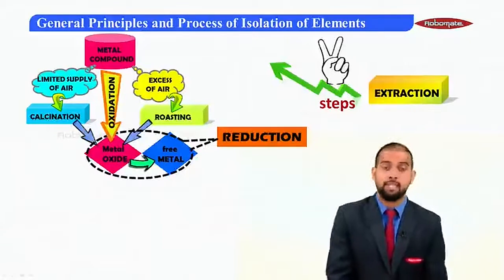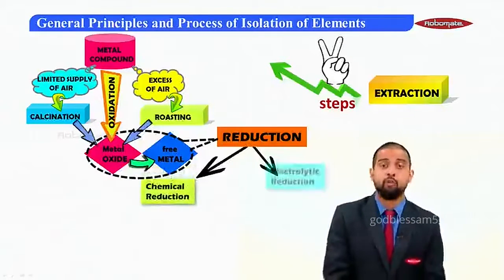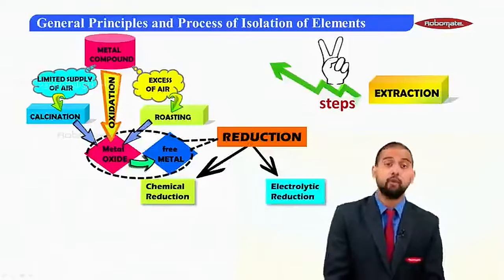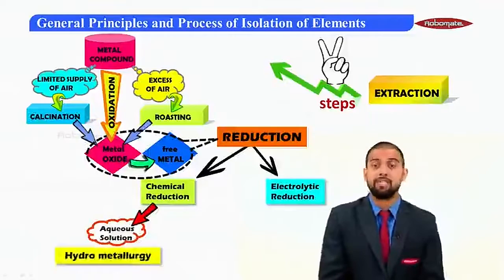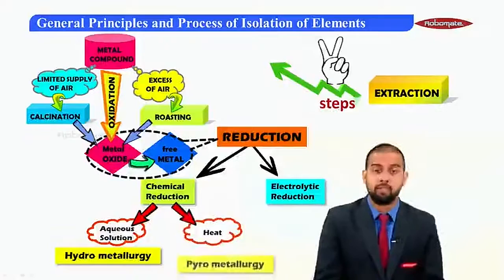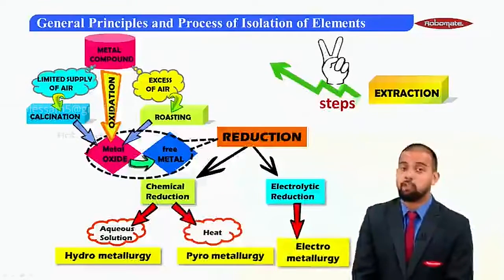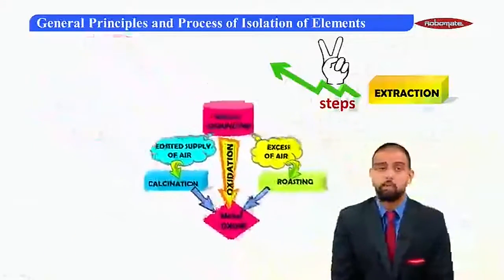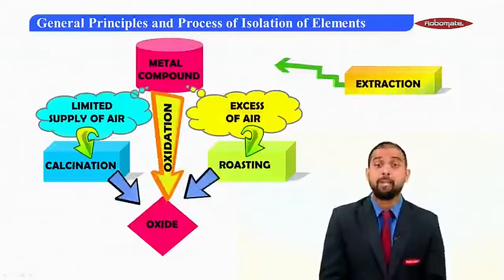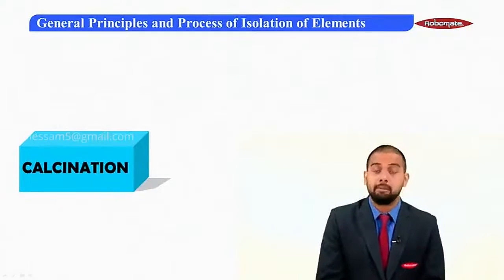Now talking about the second step, which is reduction, it can further be done by 2 methods. The first is chemical reduction, or we can use electricity, that is electrolytic reduction. Whenever chemical reduction occurs in an aqueous solution, we call it hydrometallurgy. But the same chemical reduction in the presence of heat is called pyrometallurgy, and electrolytic reduction is also called electrometallurgy. Now we are just going to focus on the first step, and in the first step, converting a metal compound into a metal oxide is also called calcination if we do it in a limited supply of air.